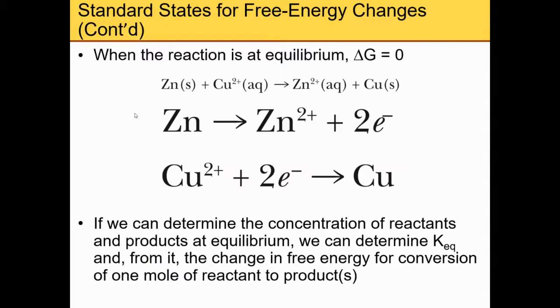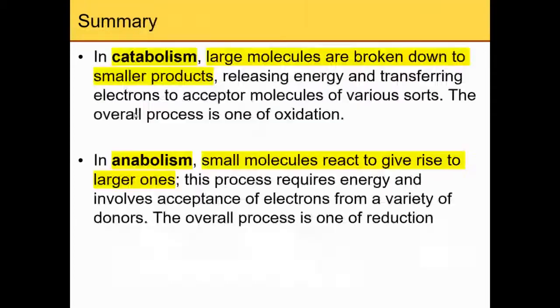So when the reaction is at equilibrium, delta G, the free energy change, is 0. And then, so basically that's a summary of this catabolism, large molecule broken down to the smaller one. Anabolism, small molecule react to give the large one, okay?